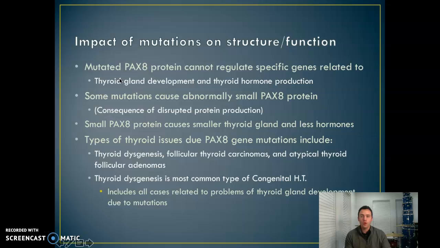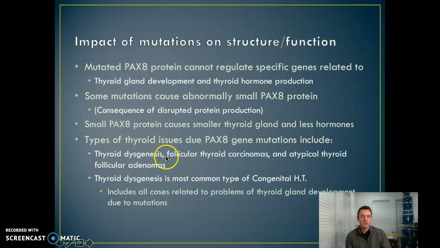As mentioned earlier, a normal PAX8 protein regulates the activity of specific genes that are related to development of the thyroid gland. So a mutated PAX8 protein will not regulate that as successfully. And the result of that is an abnormally small PAX8 protein due to a mutation in the PAX8 gene. The consequence of that is disrupted protein production. Again, a smaller thyroid gland produces less hormones.